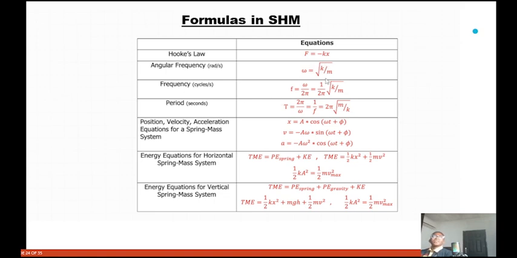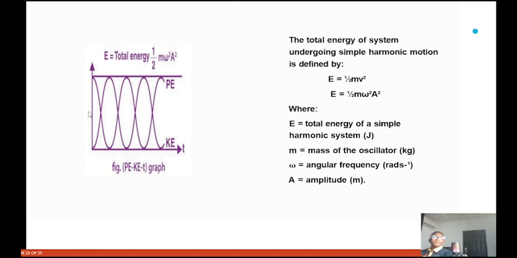W is equal to root K over M. Don't forget, if it's going to be your frequency, it's just putting 1 over 2 pi and you are good to go, right? And this is it there for the T. The relationship has been explained in all of what we've been talking about.